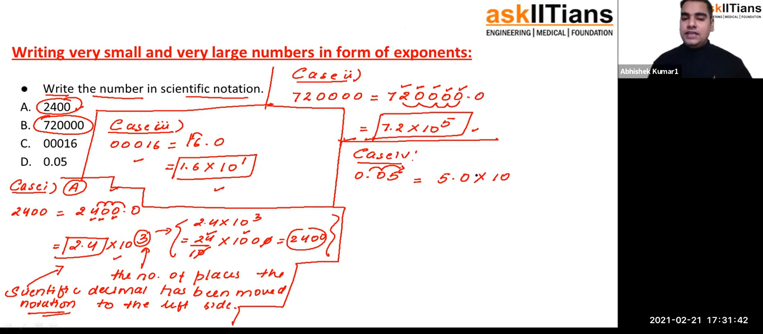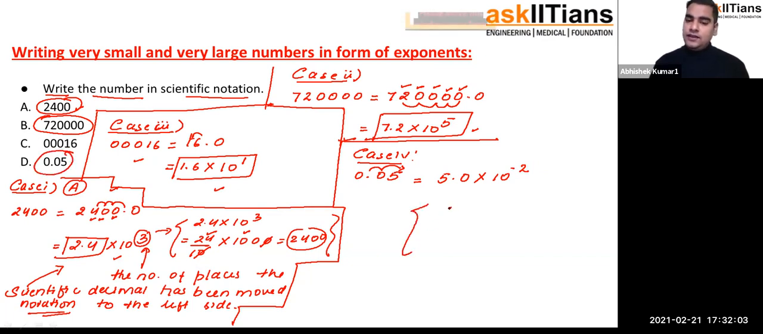Here, the power of 10 that you need to consider must be negative, and that power will be equal to the number of places the decimal has been moved. Because the decimal has been moved by 2 places, therefore the power of 10 must be 10 raised to the power minus 2. And if you simplify it, you will again get your original number, which is 0.05.